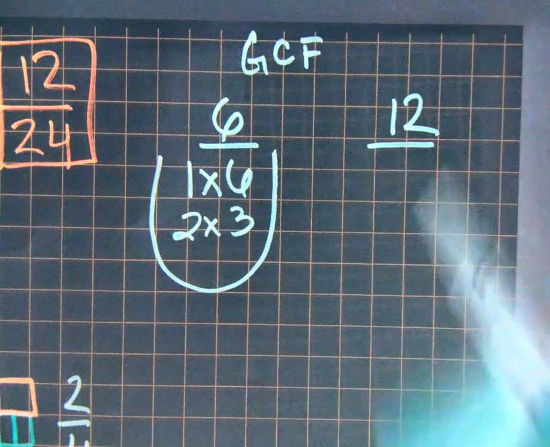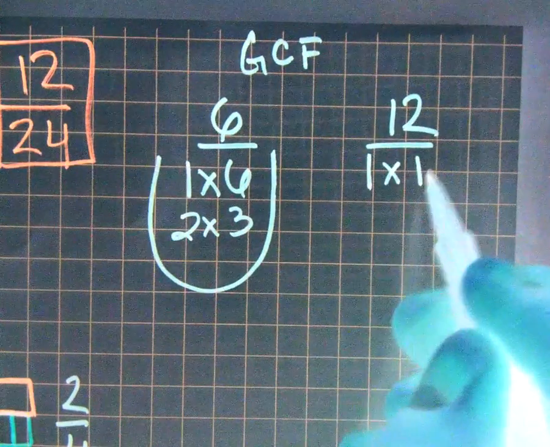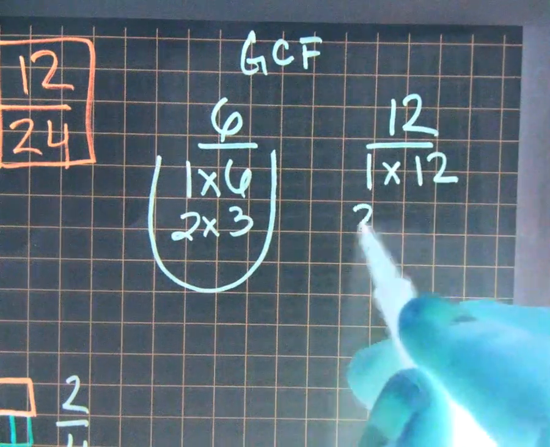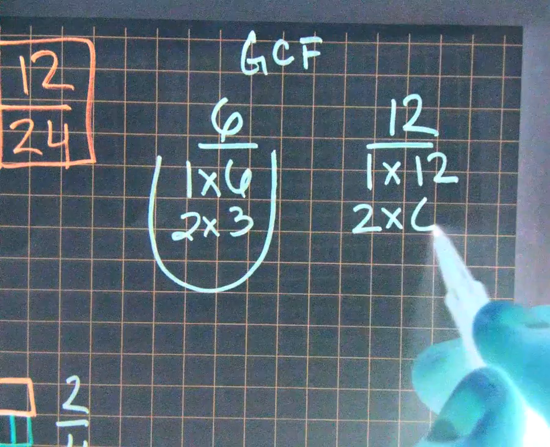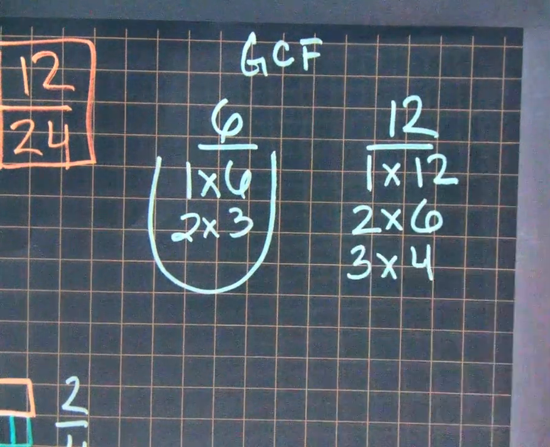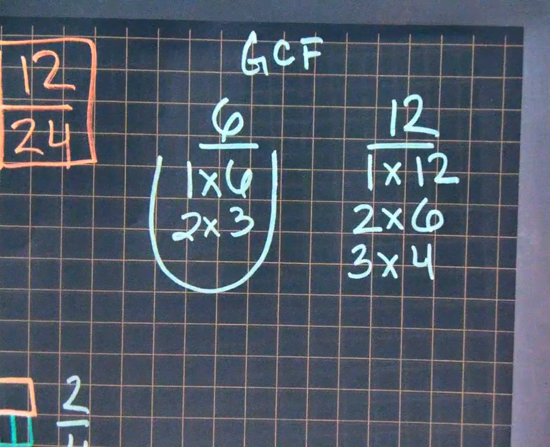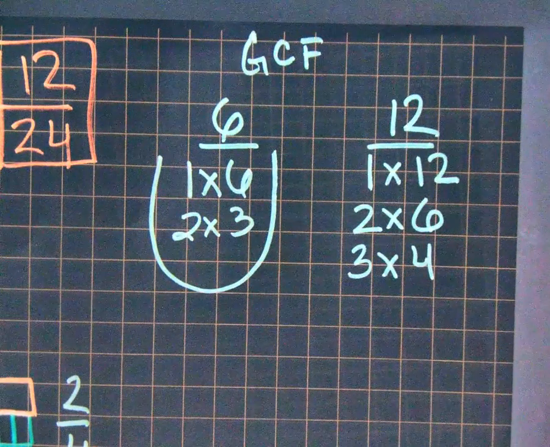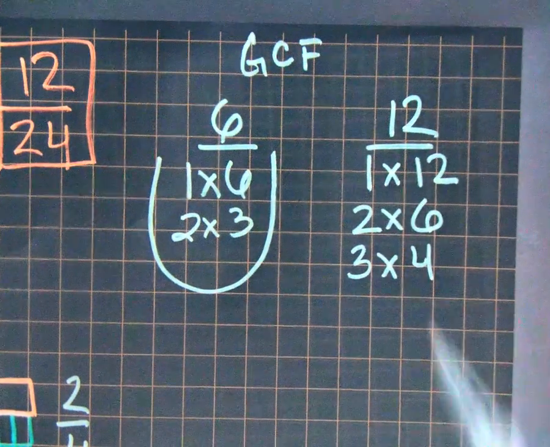So now we look at the 12. Again, we start with 1. We look at our 2's. We know that 2 times 6 is 12. We know there's a 3 because 3 times 4 is 12. And this is why your multiplication facts are so important. You have to know these in and out because it helps tremendously when doing this.